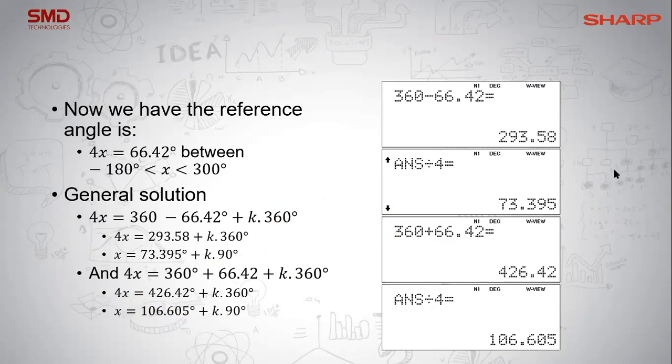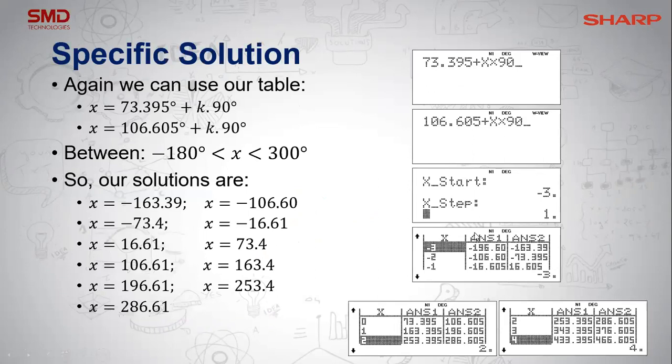Okay. So from this, again, we are going to put it all into our table. And you can see I've actually done all the solutions here for you, so I'm not going to go back to the calculator. You get the idea. Then we look for solutions between negative 180 and 300. So this one is too small, so we ignore it. The next one is negative 163. So that's this one here. And then negative 106, negative 73, negative 16. Plus 16, and then positive 73, positive 106, positive 163, positive 196, 253, and 286. And here we can see we've gone over 300, so we are all done.